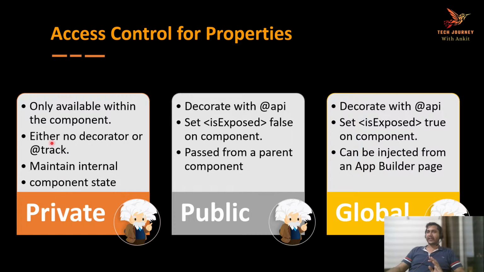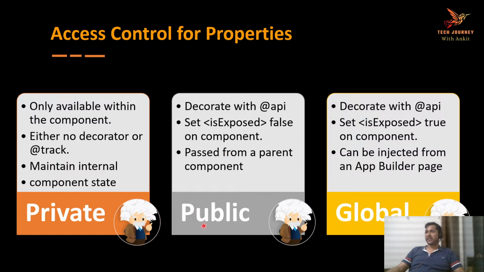And these private properties will only be available within the component. You cannot access these properties from outside the component. It will only be available within this component only. So it is used to maintain the internal state of the component. Internally, for example, whenever the variable has been rendered, you want to send the data to the UI. In such scenarios, we define the private property.